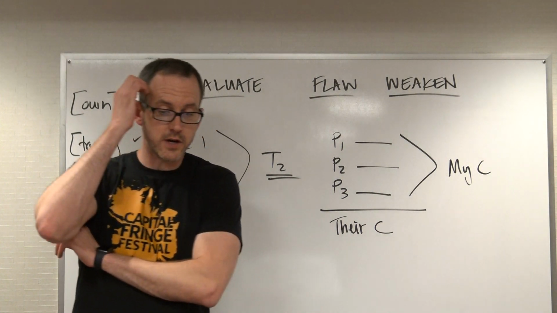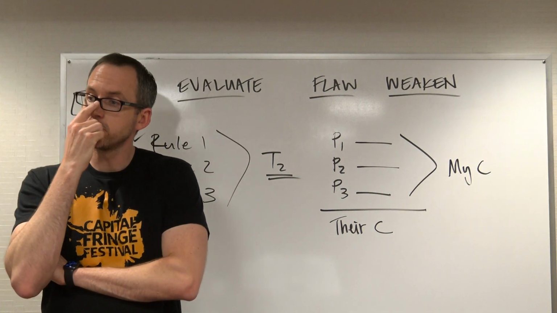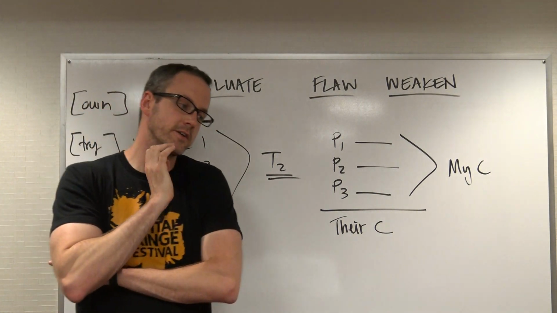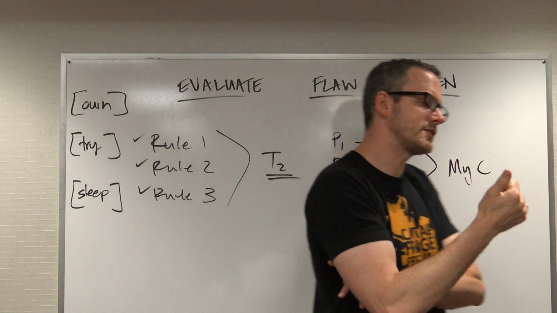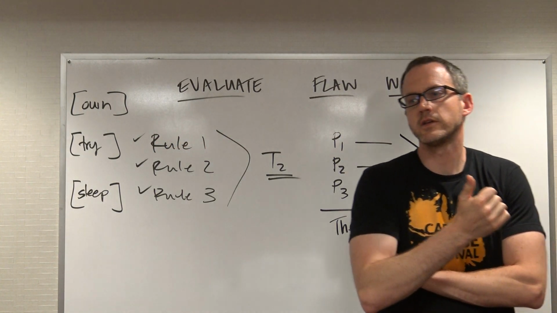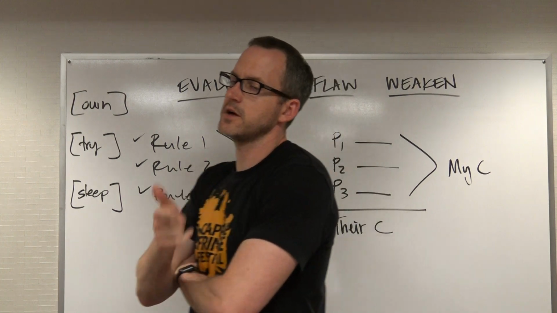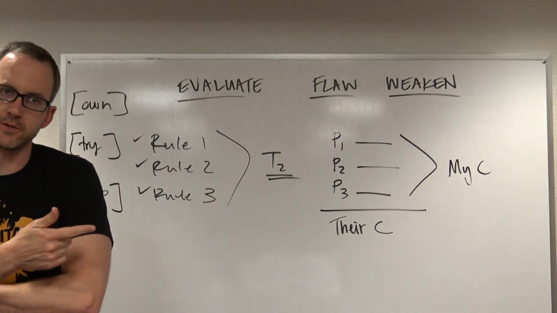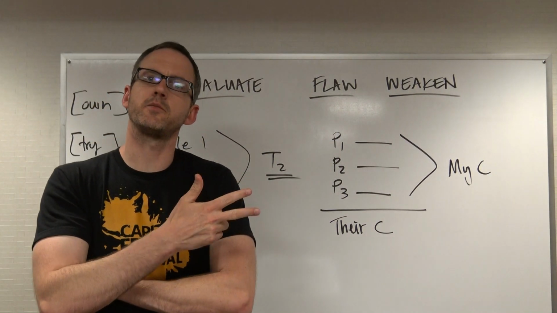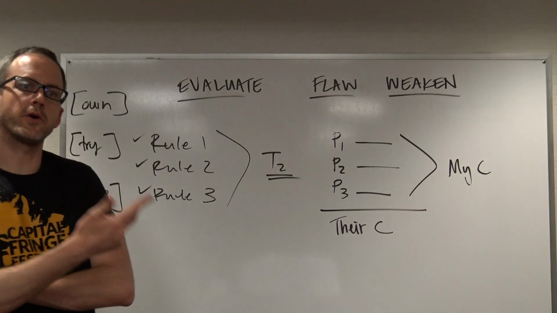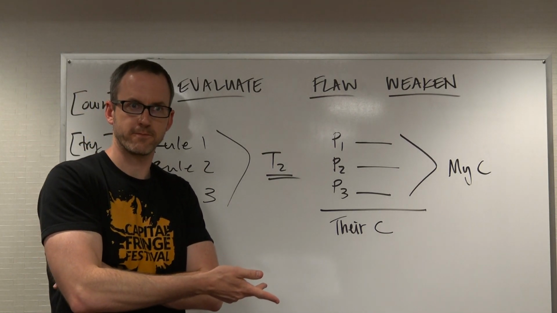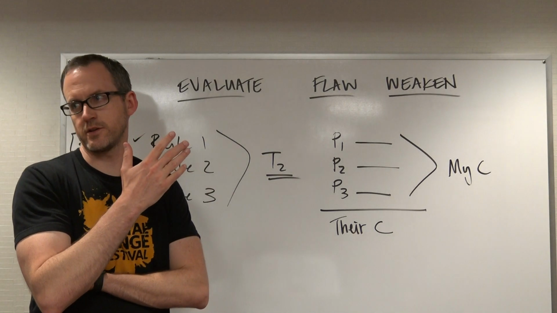I briefly want to talk about the three most common flaws. The three most common flaws on the LSAT are confusing necessary and sufficient conditions. That's flaw number 1. Flaw number 2 is confusing correlation for causation. And flaw number 3 is confusing the part for the whole or the whole for the part. Okay? Now, there's a whole bunch of other flaws.